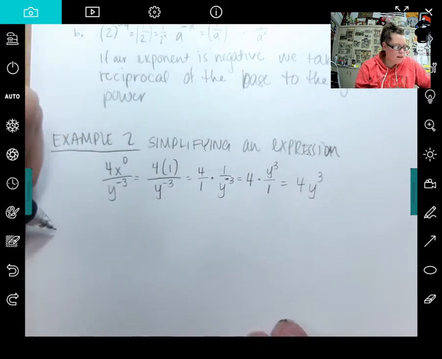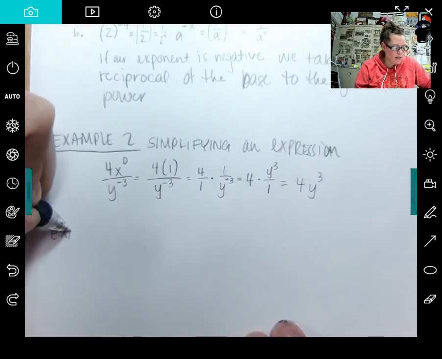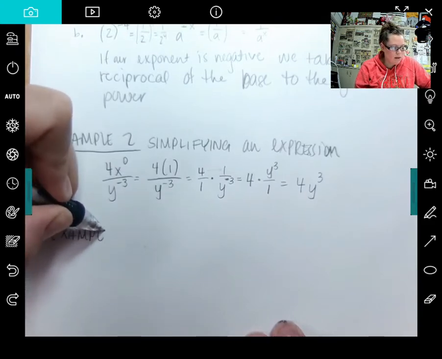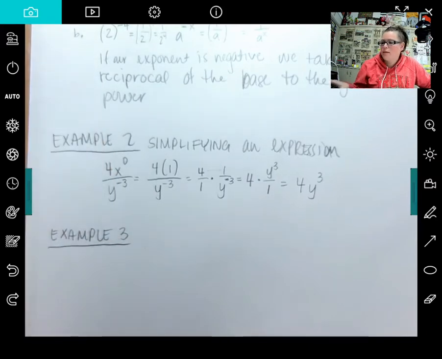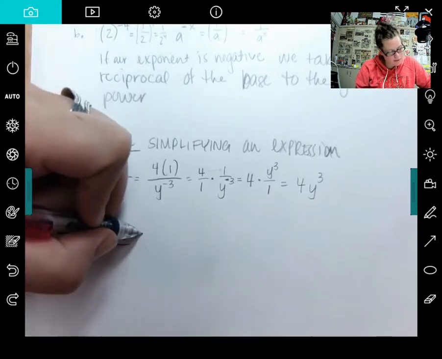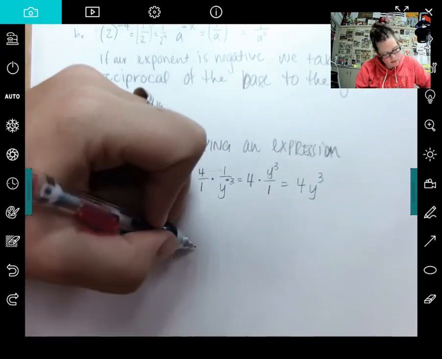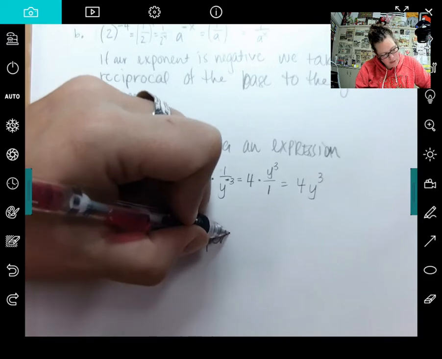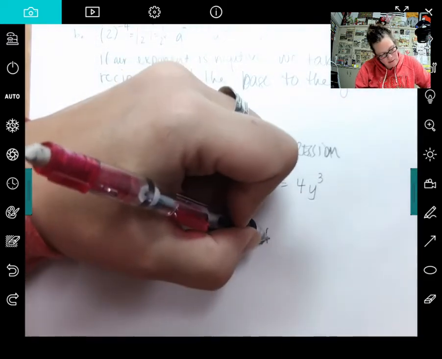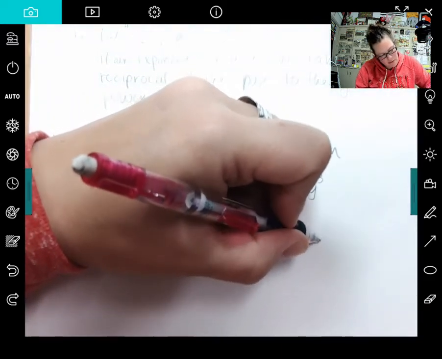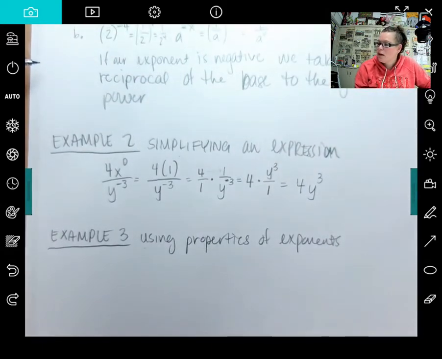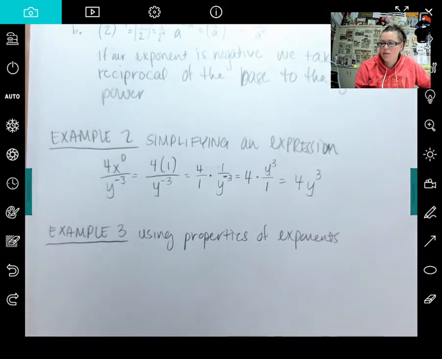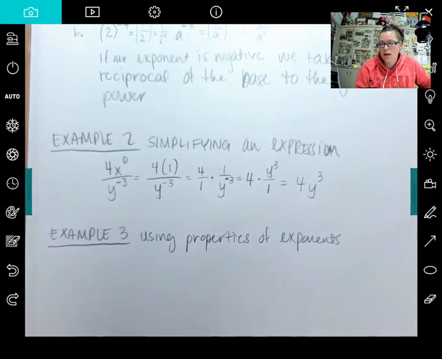So the last example we are going to go over today is example 3. Example 3 is using properties of exponents. Simplify each expression. Write your answer using only positive exponents.